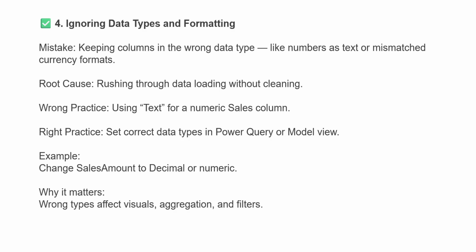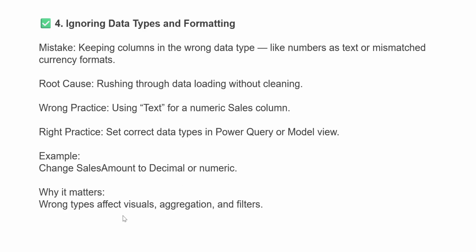Wrong practice: using text for a numerical sales column. Suppose there is a numerical column like total billing amount, right? Sometimes numeric or float values will come into that, so we give the data type accordingly. Right practice: set correct data types in Power Query or Model view. So this is the main point here. Example, change sales amount to decimal or numeric. You can do that as well.